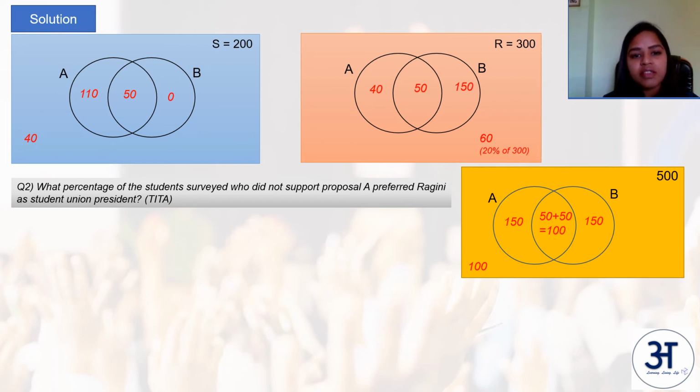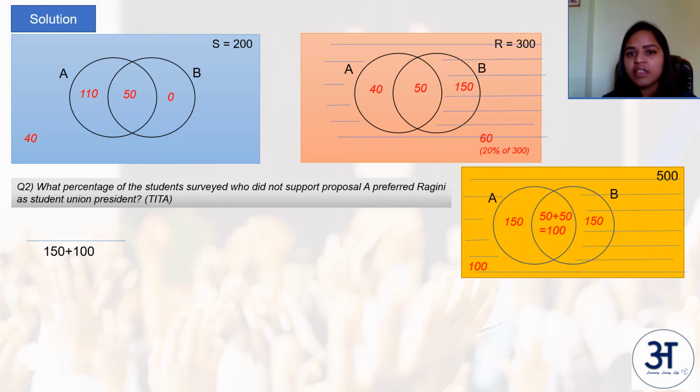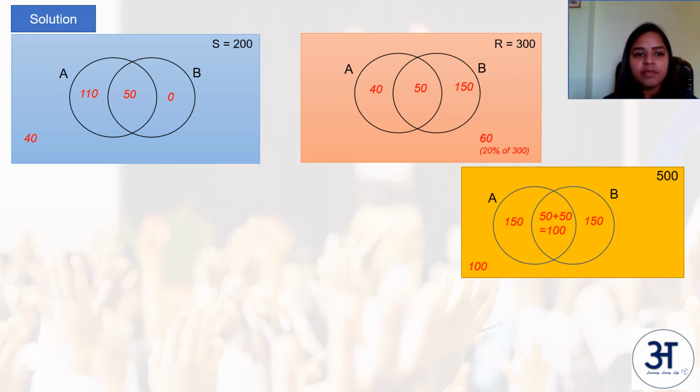What percent of students surveyed who did not support proposal A preferred Ragini as student union president? So those students who did not support proposal A are 150 plus 100. Like if you see this shaded region in the yellow set, except A, the rest of the students are 150 plus 100, right? Out of them, how many of them supported Ragini? Now we'll go to the red box and we'll see the same area. So that is 150 plus 60. Those are the people who are not supporting A but supported Ragini. So 84% is the answer. Let's move to question 3.